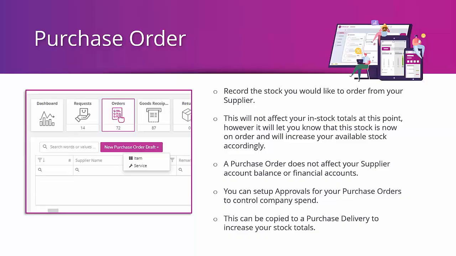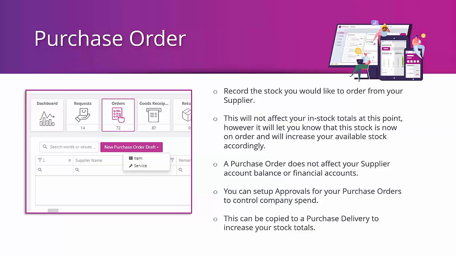A purchase order does not affect your supplier account balance or financial accounts, not at this point. You can of course set it up for approvals. So again, it's all around business spend management. So how do I control the spend within the organization? Well, set up an approval around your requests and your purchase orders to ensure that you can administer those and track the approvals as they come through.